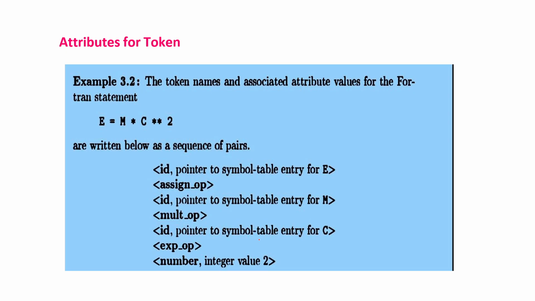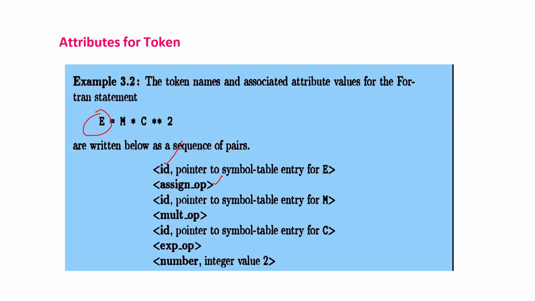Now we are going to look at an example. Here are the token names and associated attribute values for the Fortran statement E = M * C squared. The first identifier is E. The token name is ID, and it contains a pointer to the symbol table entry for capital E.